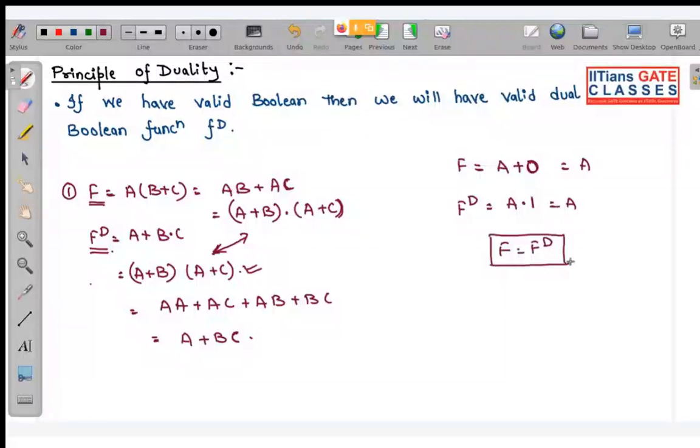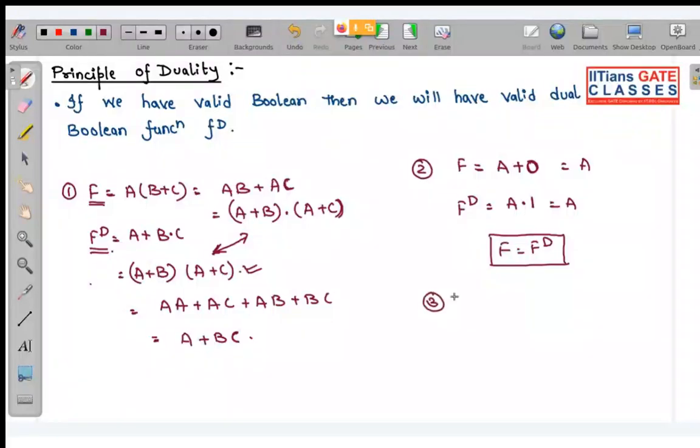It is just a different way of representation. Okay, a different way of representation. But whatever you get after solving, it is the same. Are you able to understand now? What is this principle of duality? Did we understand this?